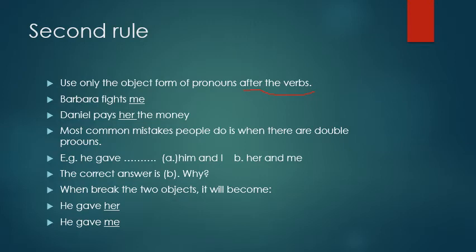Also, we have Daniel pays her the money. Her. Most common mistakes are when we have double objects. For example, he gave him and I, her and me. Which of them is the correct answer? The correct answer is, of course, B. Why? Because when you break the two objects, it will become he gave her, and then he gave me. So these are the object form. Not he gave I. No. Hope you're following. Very good.